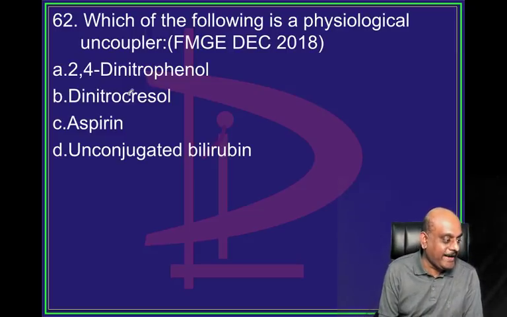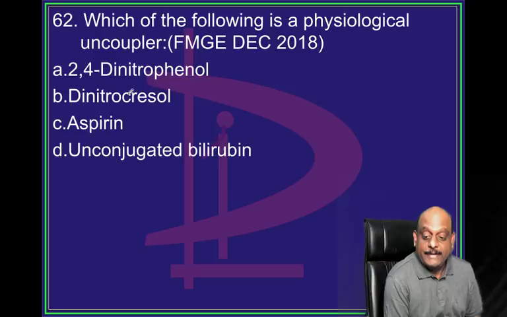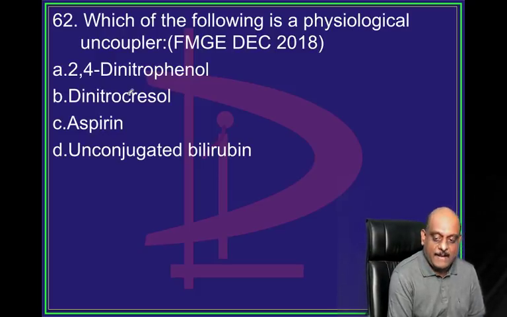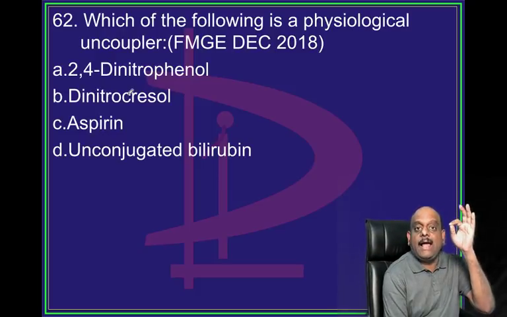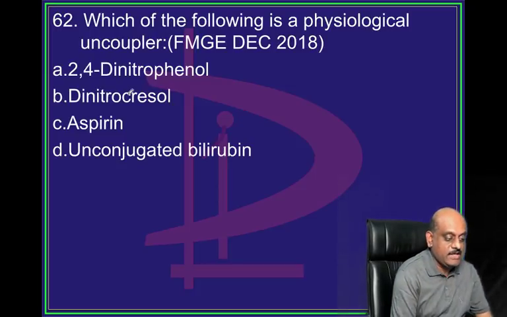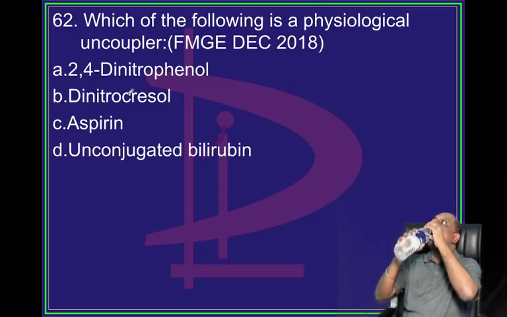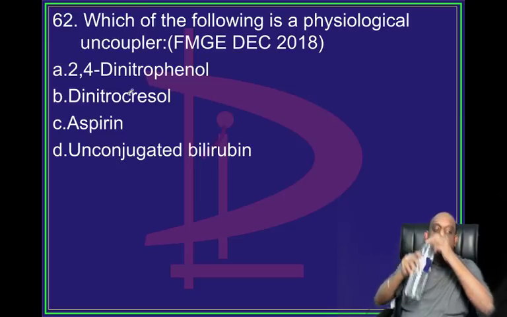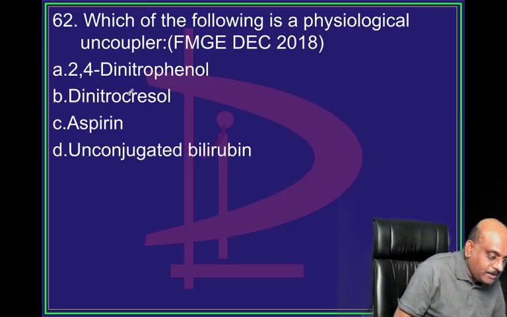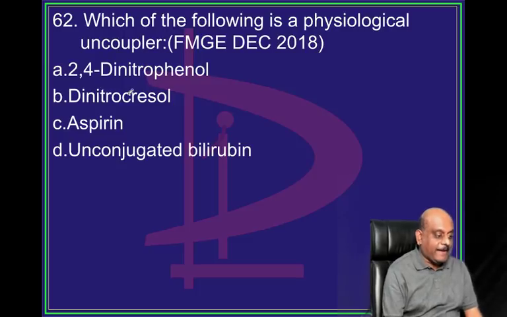Say the answer, my friend. We will give you 1 crore rupees. WhatsApp, Nigerian scam. Physiological uncoupler. Which one is the physiological uncoupler? Come on, punch your answer.